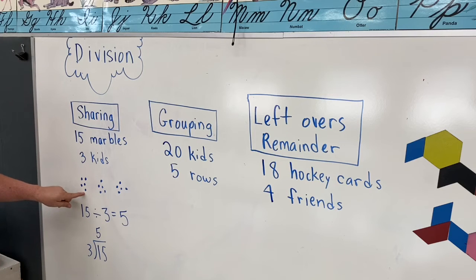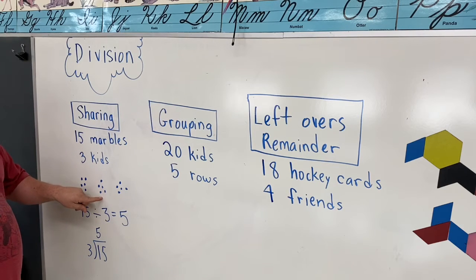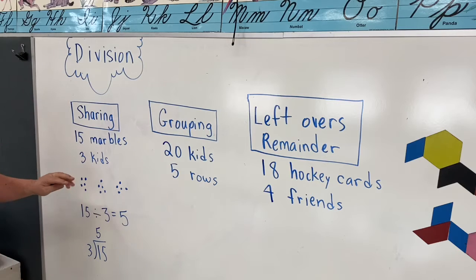Now, an important thing about division is it has to be equal. One kid can't have 10, another kid have 2, another kid have 3. It has to be equal for division.